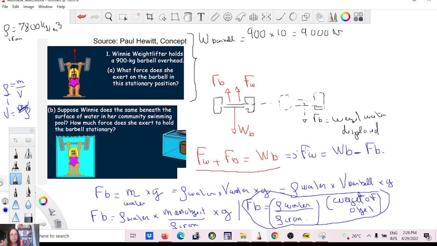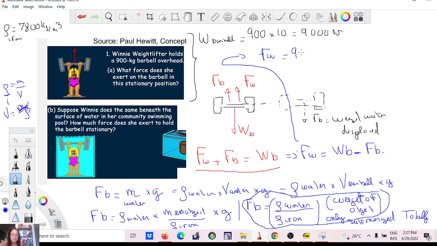But that works. This is only for totally submerged objects, not partially submerged. Okay, so the buoyancy force equals this. We didn't answer the question yet, so let's go back to here. The force Winnie has to apply will be equal to the weight of the object.